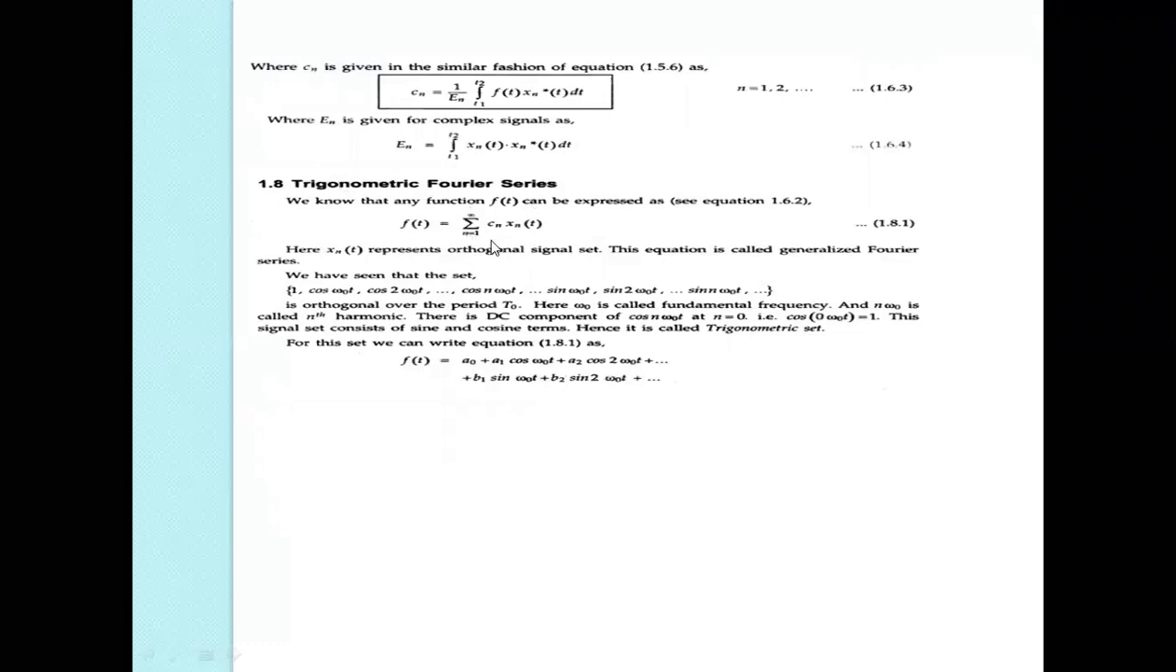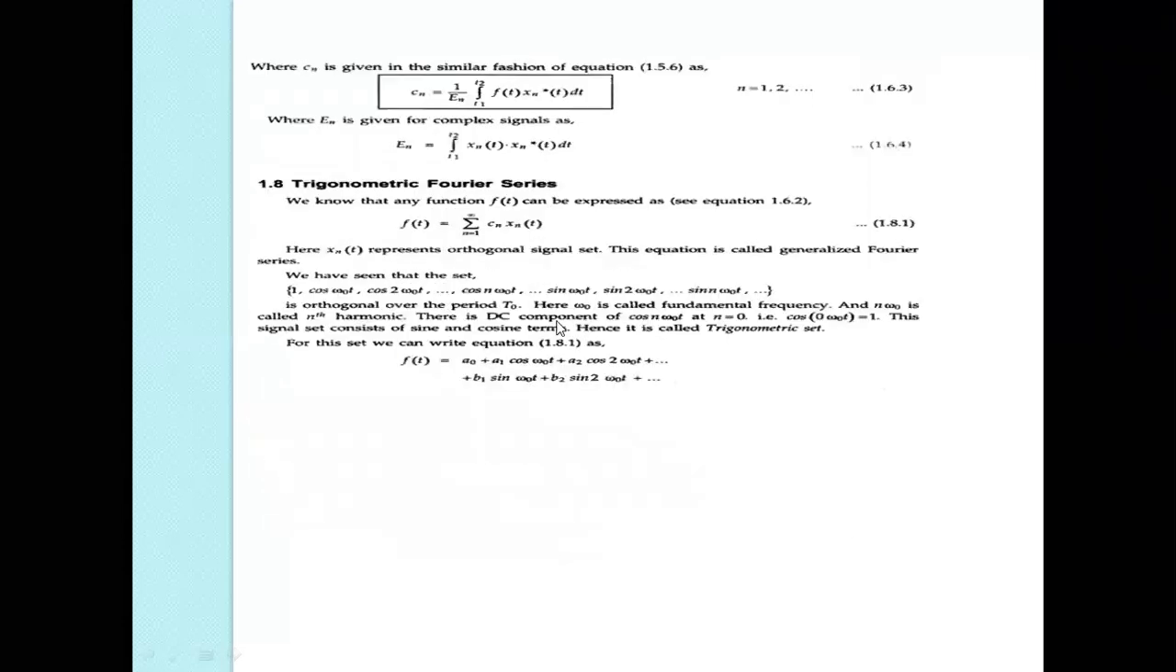For trigonometric Fourier series, we derived the function, the complete set of orthogonality. See, the integral t1 to t2 f square of t is equal to sum of n is equal to 1 to infinite cn square En. And the other way, the f of t can be expressed as orthogonal complex functions. F of t is equal to sum of n is equal to 1 to infinite cn xn of t.